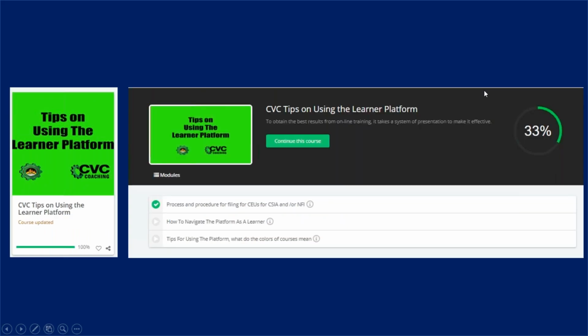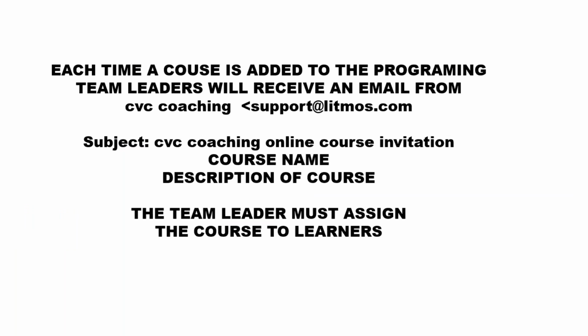This is what the learner platform tips look like. So what you're looking at, this is going to answer the questions that your people may have. How do they file for their CEUs? How do they navigate the platform? What do the colors mean when they look at the various programs? All this is explained in these short courses.